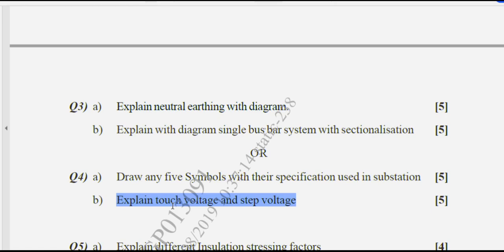Now the step voltage is also a very important concept in unit number 2. So what does step voltage mean? Just try to remember that picture: there is an 11 kilovolt 3-phase wire, and by some means one conductor gets cut unfortunately and falls on the earth. 11 kilovolt is transmitted, and at the point where the conductor falls, a potential gradient is going to develop.